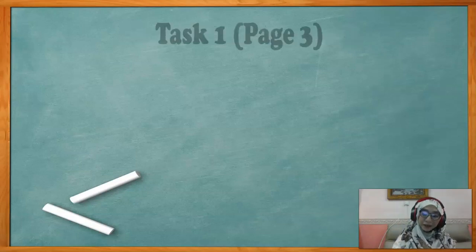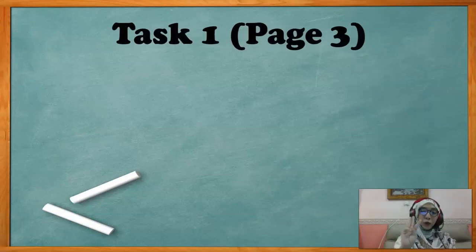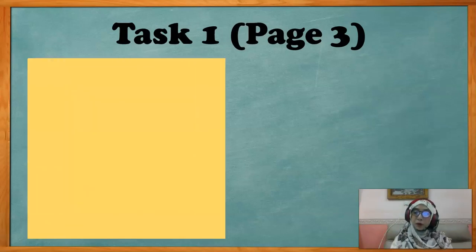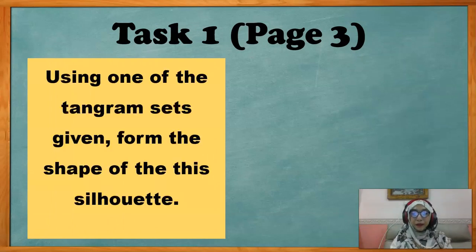So for your task in your English module for PDPR at home, we are going to do task 1 and task 2 in page 3. Make sure you open to page 3. Let's look at task 1. What are you going to do with task 1? I have given you two sets of Chinese tangram.